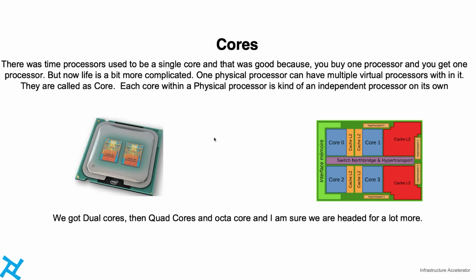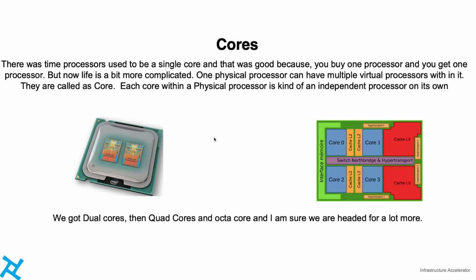There was a time when a processor used to be a single core, and that was good because you buy one processor and you get one processor. But now life is a bit more complicated. One physical processor can have multiple virtual processors within it. They're called cores. Each core within a physical processor is kind of an independent processor on its own.